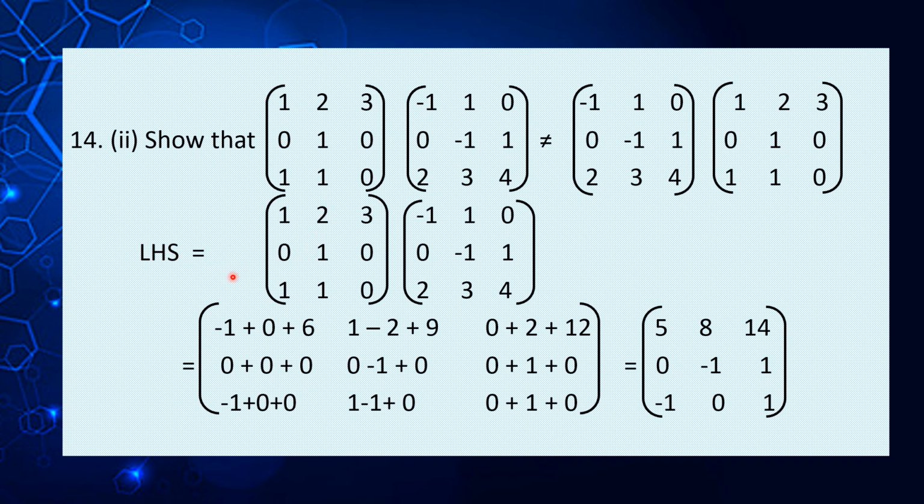That will give us the values minus 1 plus 0 plus 6, minus 1 minus 2 plus 9, 0 plus 2 plus 12, 0 plus 0 plus 0, 0 minus 1 plus 0, 0 plus 1 plus 0, minus 1 plus 0 plus 0, 1 minus 1 plus 0, 0 plus 1 plus 0. That would give us the values 5, 6, 14, 0, minus 1, 1, minus 1, 0, 1.